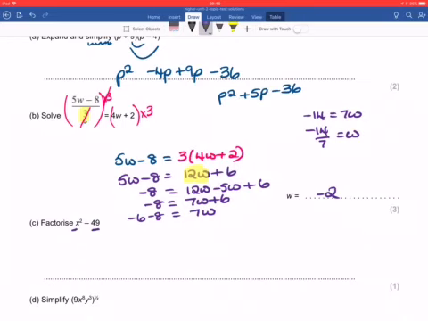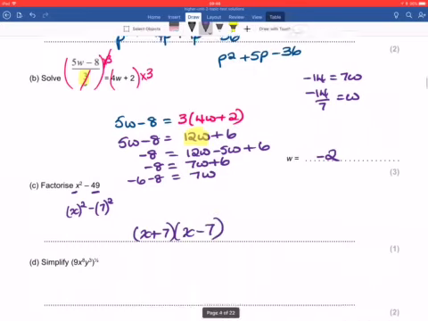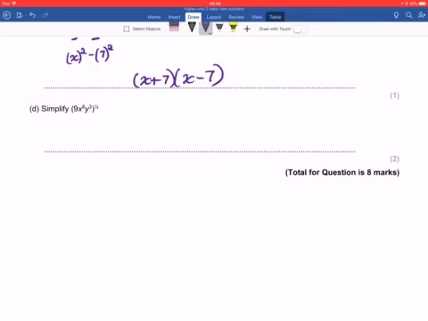Okay, just like before, this is a square number and a difference between them. So the square root of 49 is 7. If you can spot it, it's x squared minus 7 squared. So I can write this as x plus 7, x minus 7. Lovely.